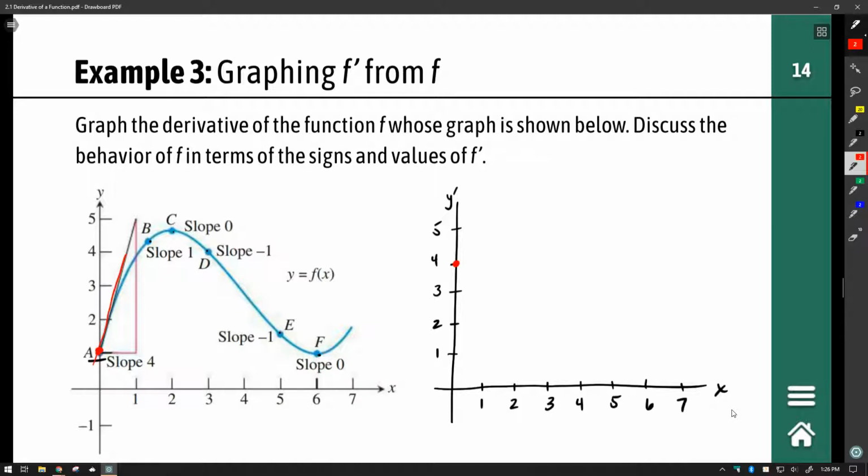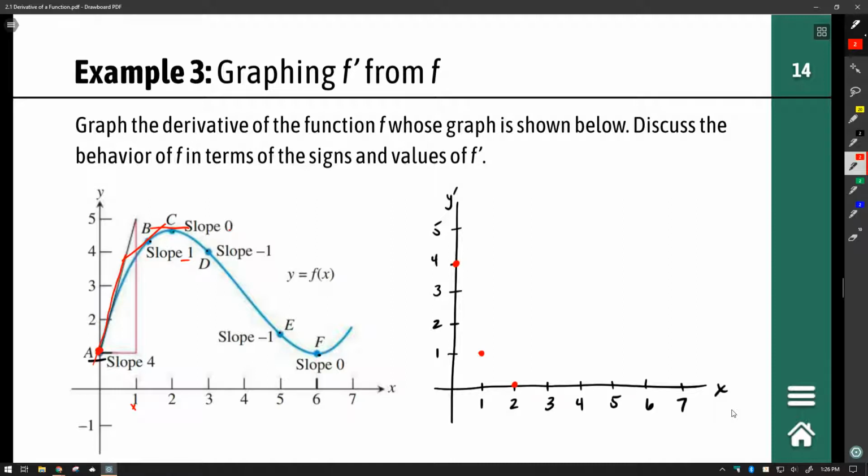So we're going to think about a tangent line at B, and we see the slope of that tangent line there is 1. So at 1 on the x-axis, we're going to go on our graph of y prime and plot the slope at point B, which is 1. And then we move over to point C, which is located at x equals 2. We think about a tangent line there, and its slope we see is 0. So we go to point 2 and plot 0.